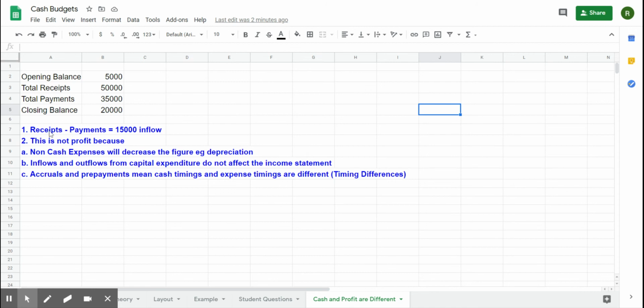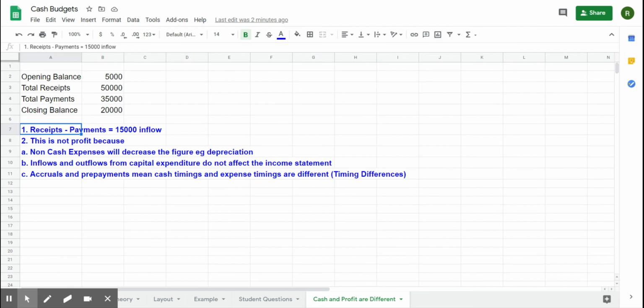Here the business has a total inflow of £15,000, and we calculated that total inflow because we looked at the difference between the receipts and the payments, but you could also look at the difference between the opening and closing balance. And it's an inflow because the closing balance is 15,000 more than they started the period we're looking at with. This doesn't mean that the business has made a 15,000 profit.